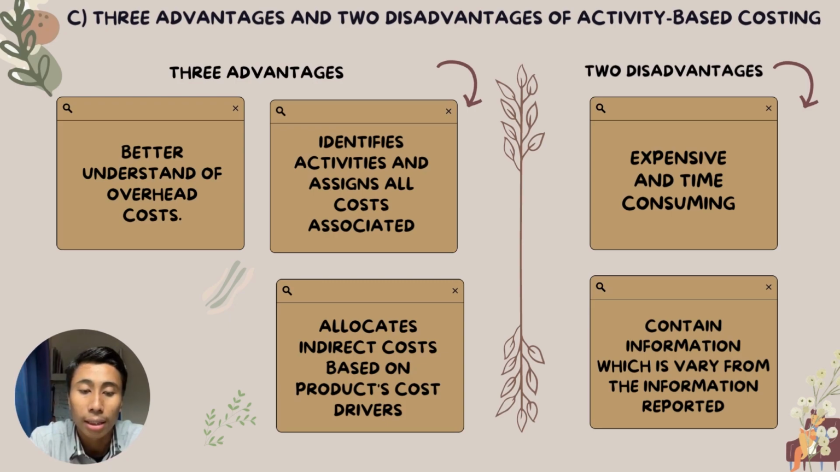The last and the second disadvantage of ABC is that it contains information which varies from the information reported for a traditional cost method, for example, product margin. Some activity-based costs may be irrelevant in certain decision-making situations, such as ABC does not comply to accounting standards and should not be used for external reporting.